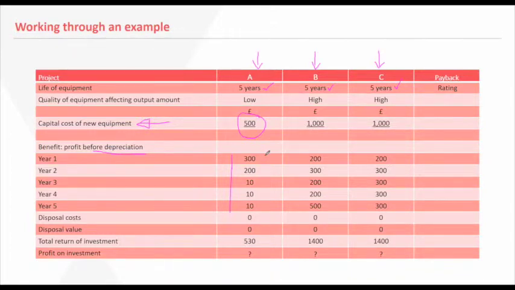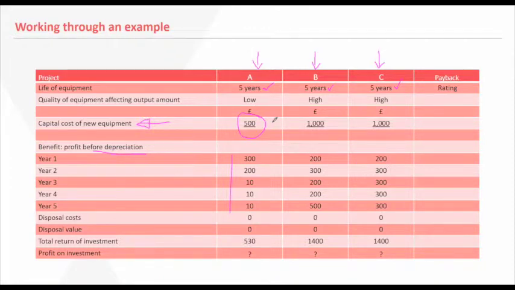We've then got flows coming back into us. So this flows away. We pay that out of our resources, £500. In year 1, £300 comes back in. In year 2, for project A, £200 comes back in. And then in years 3, 4, and 5, we get £10 per year coming back in.